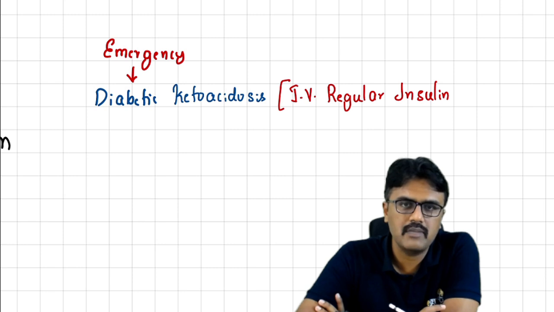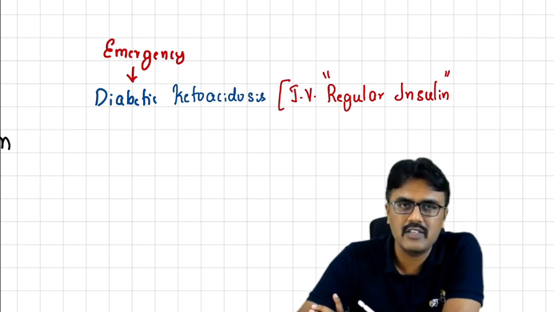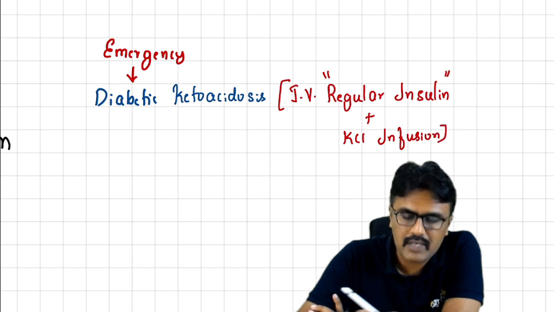And should we give potassium here? Yes. If you give regular insulin only, what happens? There is a chance of hypokalemia. So plus you have to give potassium chloride infusion when you are treating this case. Otherwise, the patient will suffer with hypokalemia.